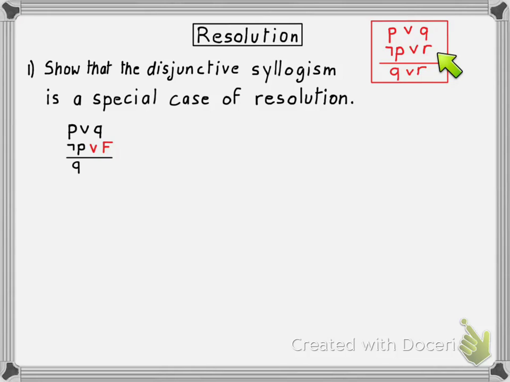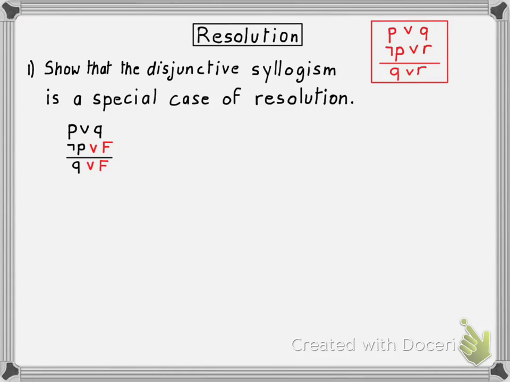So what can we infer? We can infer Q or R, which in this case would be Q or false. So let's write this down. And again, using the second law of identity, we know that Q or false is logically equivalent to Q. In other words, if you remove what's written in red here, you get the disjunctive syllogism. But when you take it all into consideration, it's nothing but an instance of this template.